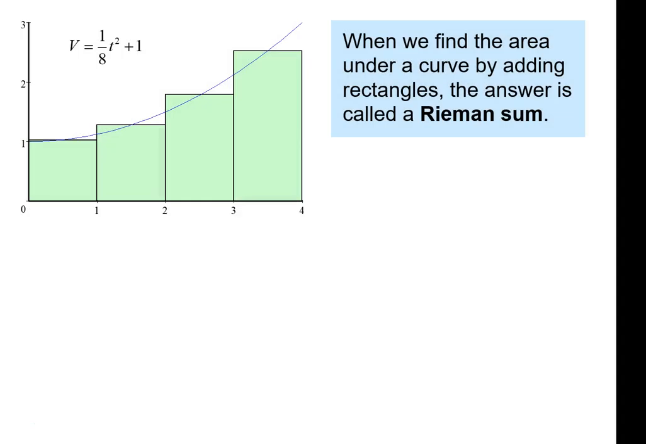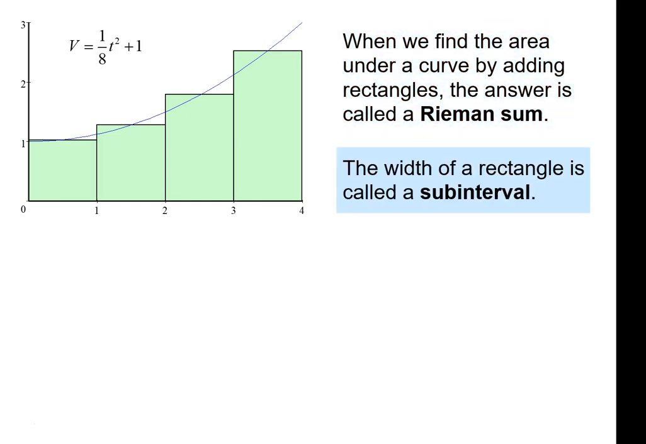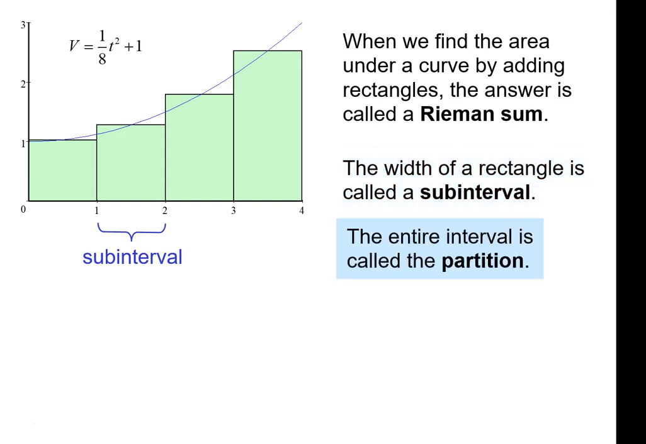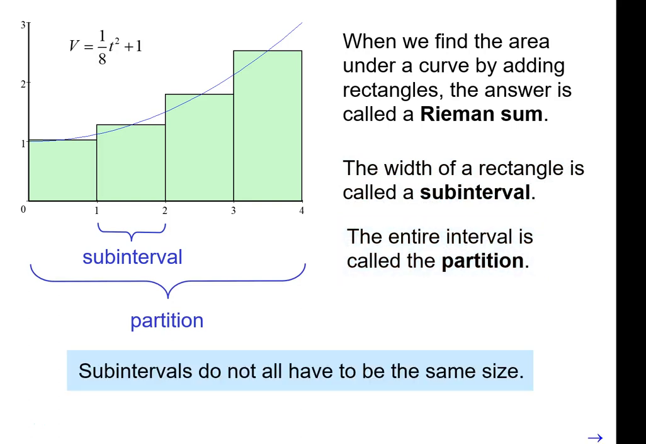And so remember that when we find the area under a curve using rectangles, what we're really finding is called the Riemann sum. I don't know if I actually used that term yesterday, and it's not a big deal, not even a huge deal that you remember that that's what it's called, but it's named after a German mathematician named Riemann. And if we think of the width of each rectangle as the subinterval, and we think about the entire interval as the partition, the subintervals don't have to be the same size, although we generally make them the same size for simplicity.